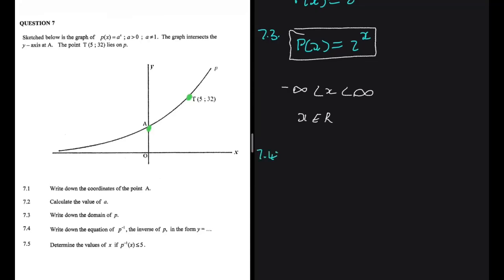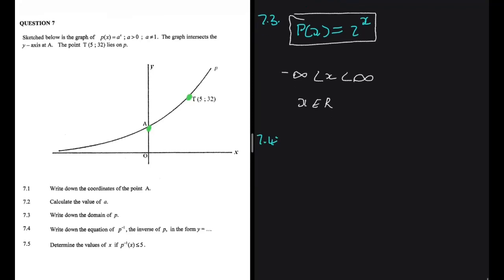7.4 is saying let's write down the equation of p inverse in the form y equals. So let's not forget, we know fully well that p of x is equal to 2 to the power of x.